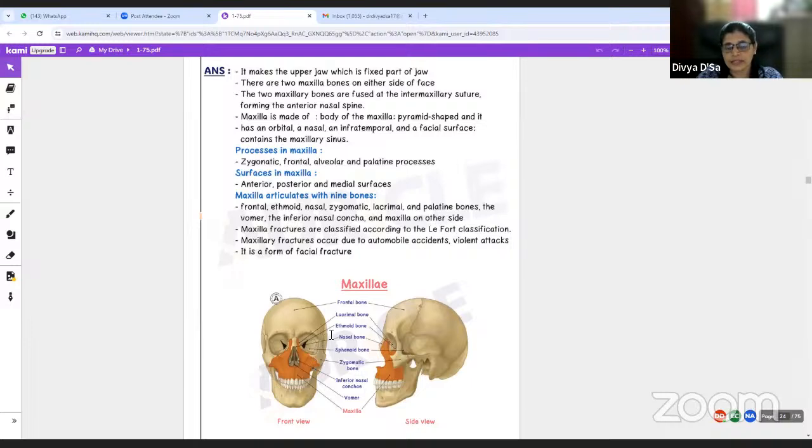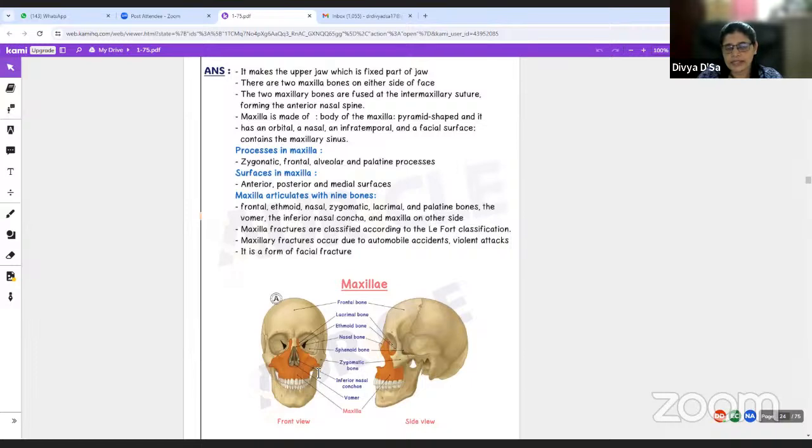So this maxilla, you should know that it articulates with 9 bones. So you go in an order, which are the bones. From here we will start. So frontal will be there, then ethmoid, that will be on the inner side. Then we have the nasal bone here, then the zygomatic here, then lacrimal here, inner side lacrimal. Then near the palate, we have the palatine bones, then vomer on the inner side, inferior nasal concha, and the maxilla of the other side. So those are the bones.